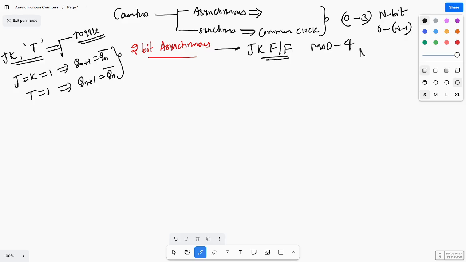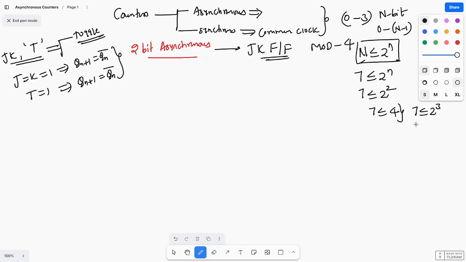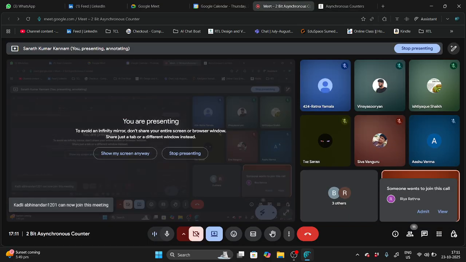How do we find the number of flip flops? This is the formula: N is less than or equal to 2 power n. Suppose you want to design a mod 7 counter. If you take n equal to 2, 7 is less than or equal to 4, which is not satisfied. If you take n equal to 3, then 7 is less than or equal to 2 cube, 7 is less than or equal to 8, which is satisfied. So from this formula I can decide how many flip flops to use for designing the counter. This is the formula you need to use.